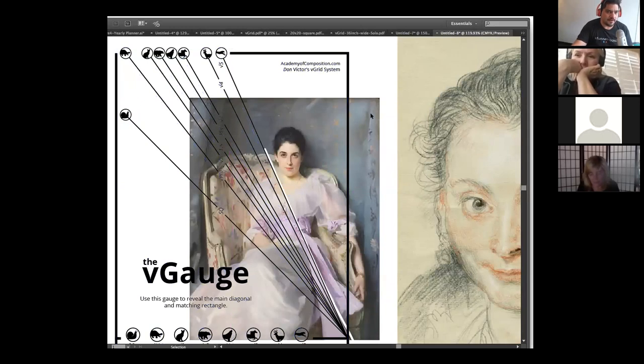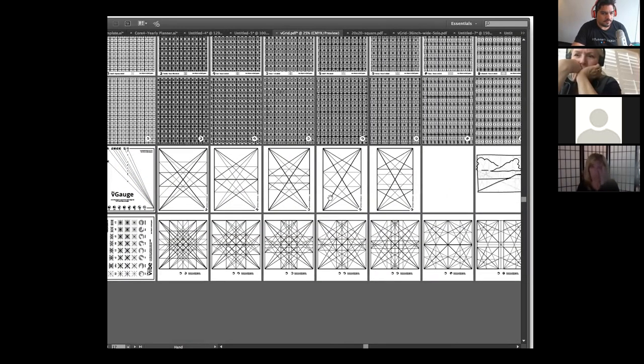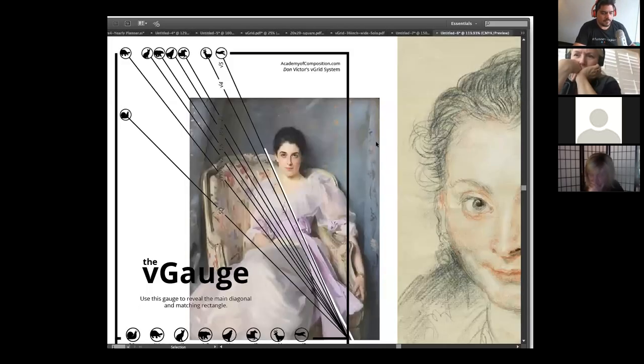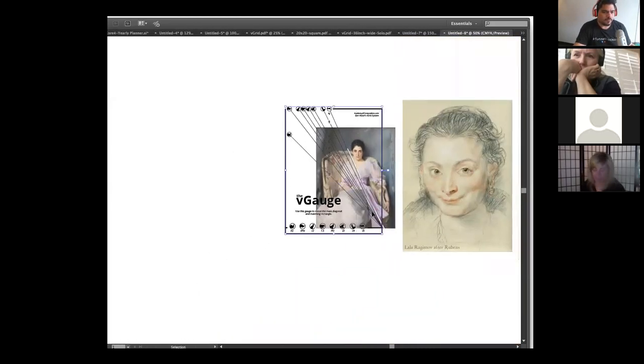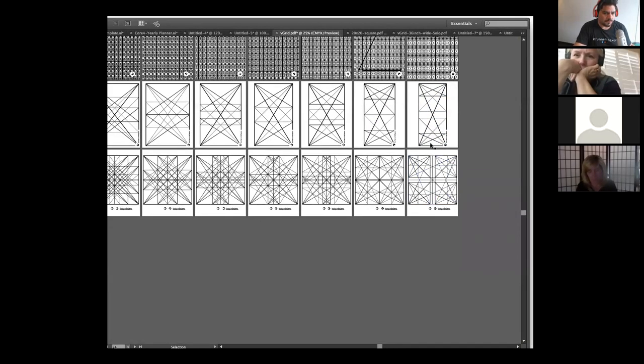So let's just say it's a root 5, okay? So what we want to do is come back to our grid and come over to the root 5. All right, let's go here. Now, in terms of the square grids, all you're going to do is find the one that comes closest to your dominant diagonal, and then that's the grid you're going to use. So if it's a root 5, you're going to use this one here. Okay?